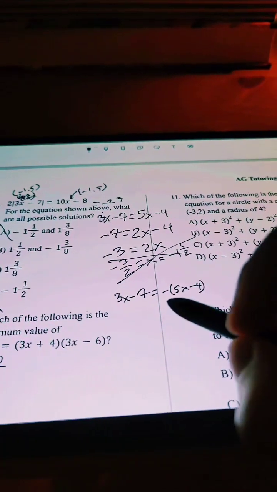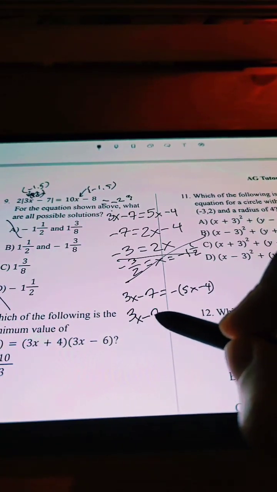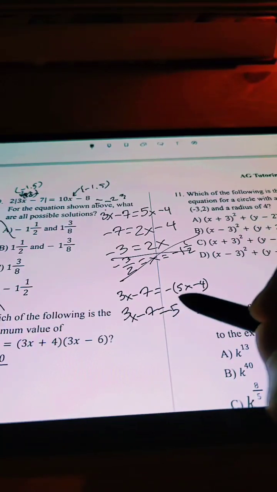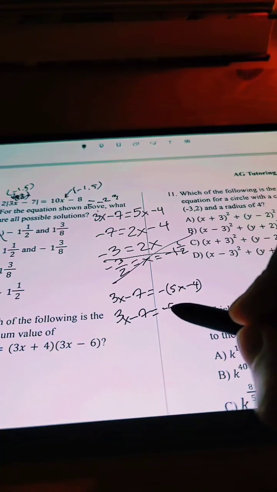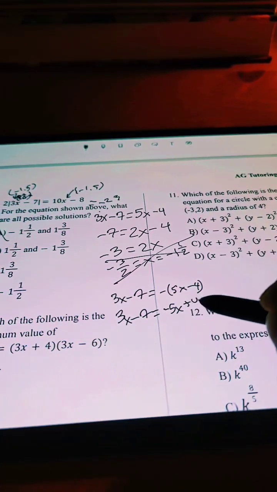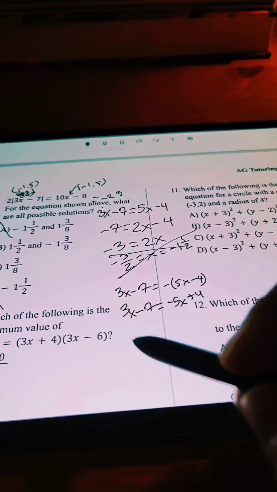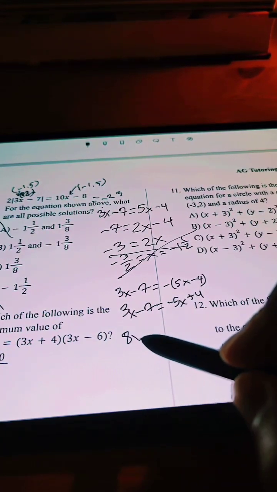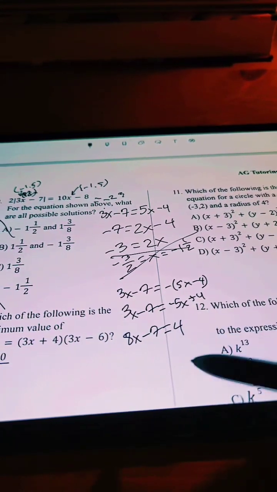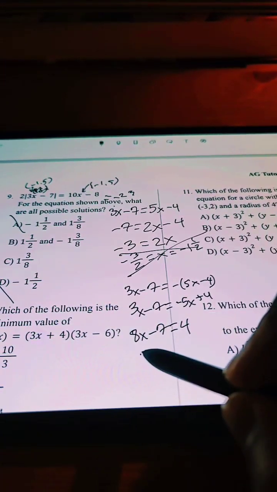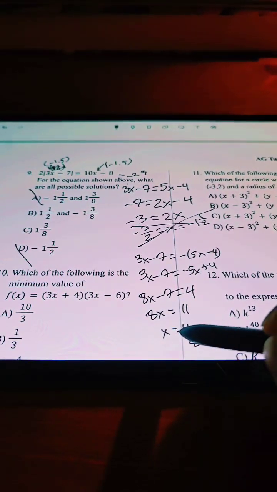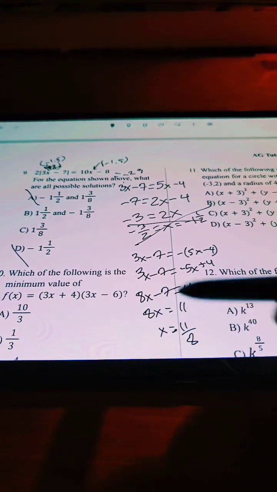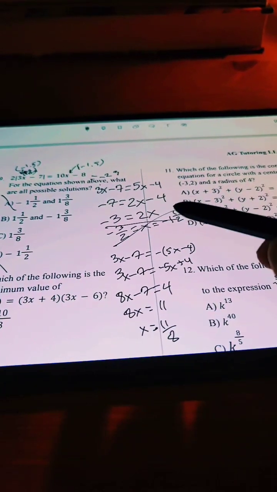So now let's solve this one. So we're going to have 3x minus 7 is equal to negative 5x, negative times negative 4 is positive 4. Now we're going to add 5x to each side. So then I'm going to get 8x minus 7 is equal to 4. And then we're going to add 7 to each side. So then it's going to be 8x is equal to 11. And then we're going to divide by 8 on each side, and we're going to get that it's equal to 11/8.